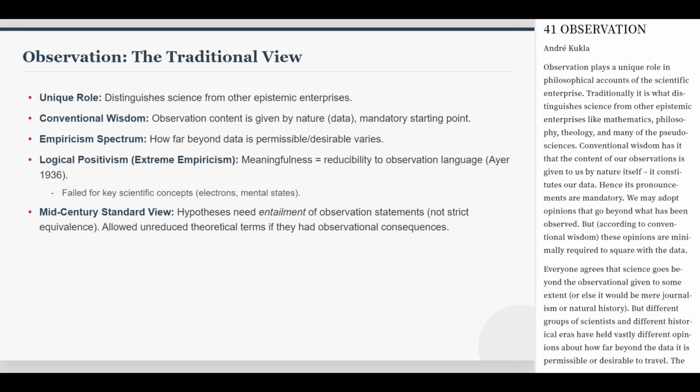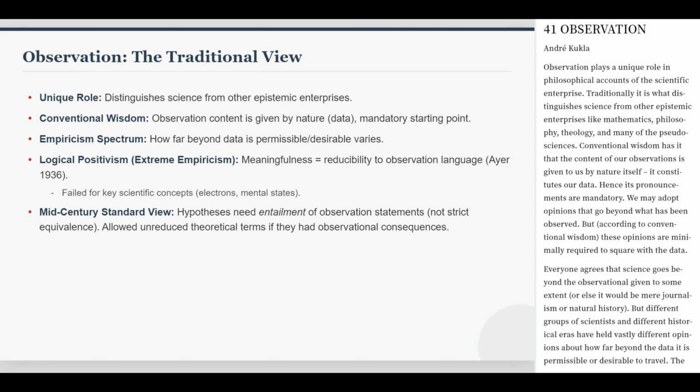Alright, shifting focus now to another bedrock concept in science, observation. Traditionally, observation has been seen as the cornerstone of science. What sets it apart from, say, philosophy or mathematics? The conventional wisdom is pretty straightforward. The stuff we observe is given directly by nature. It's our raw data, the starting point. Of course, everyone agrees science goes beyond just listing observations.